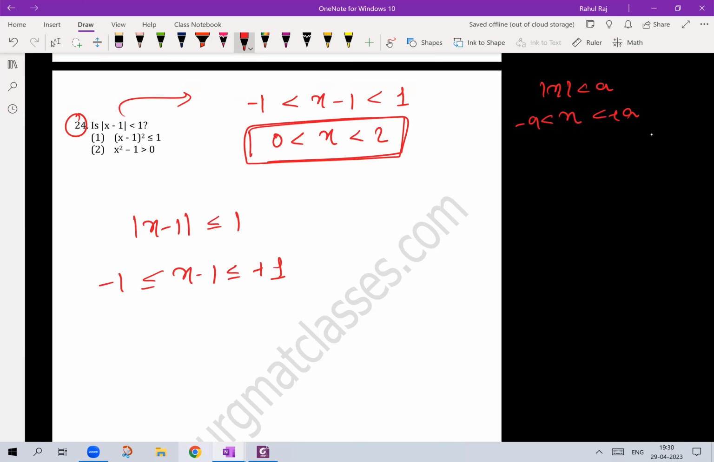If I add plus 1, x lies between 0 and 2. But option number 1, my question is what? Does x lie between 0 and 2? Option number 1, x can be equal to 2 also, x can be less than 2 also. So I say it is not sufficient. Am I clear?